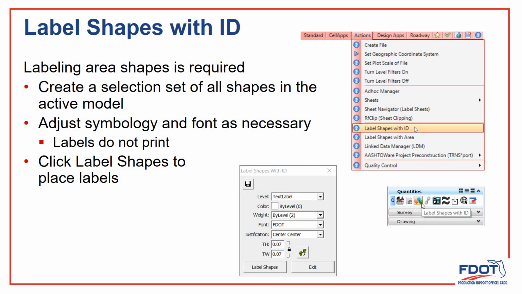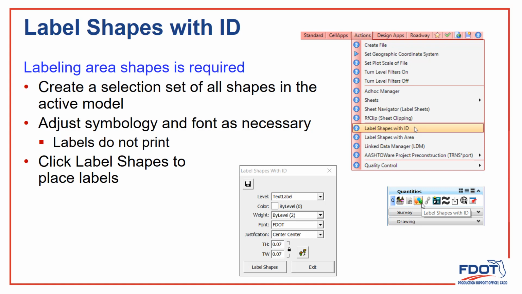One very important thing to remember, once your shapes are created and your quantities are exported, is to label all of the shapes with ID. Part of the data that is included in the summary of quantities is the area ID. To make sure that reviewers can compare the information in the summary tables with the shapes in our QTD-SRD file, we have a tool that will place these labels on each element.